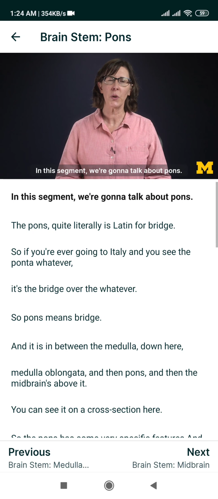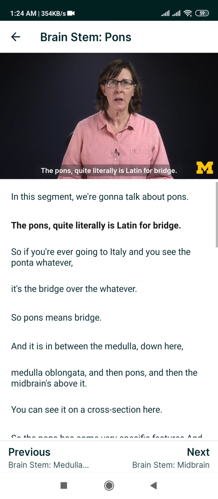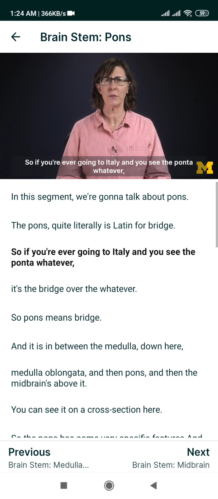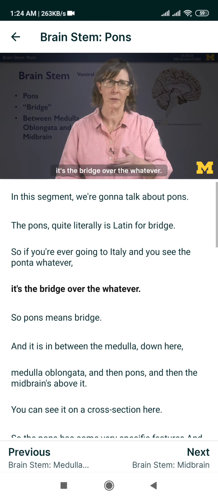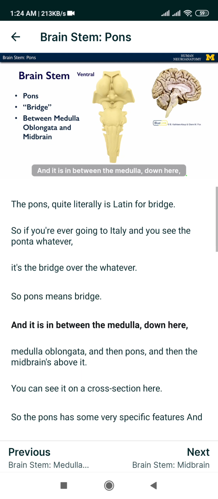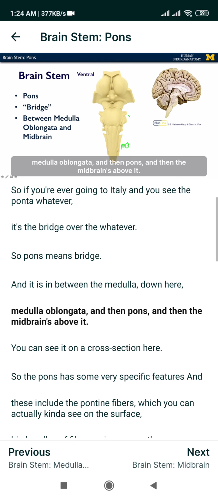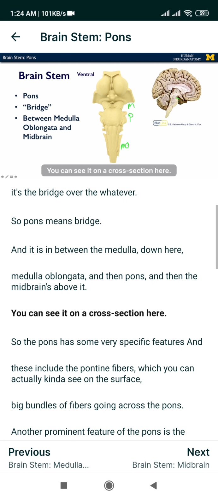In this segment, we're going to talk about the pons. The pons, quite literally, is Latin for bridge. So if you're ever going to Italy and you see the ponte whatever, it's the bridge over the whatever. So pons means bridge, and it is in between the medulla down here, medulla oblongata, and then pons, and then the midbrain above it. You can see it on a cross section here.